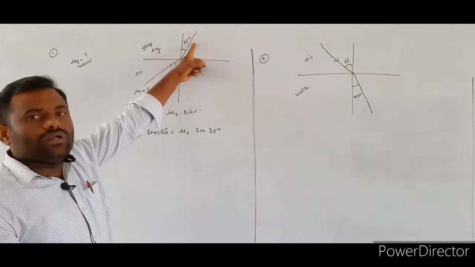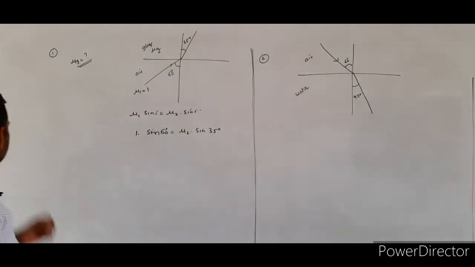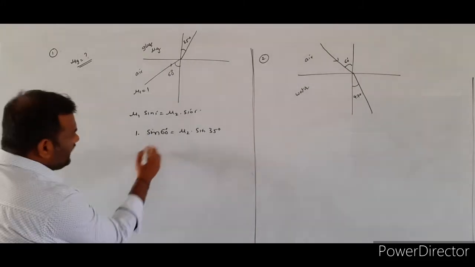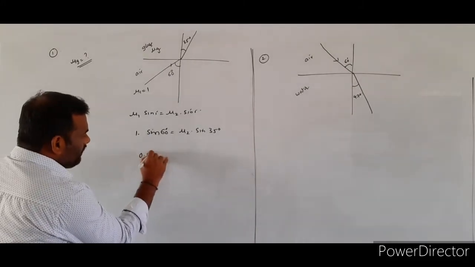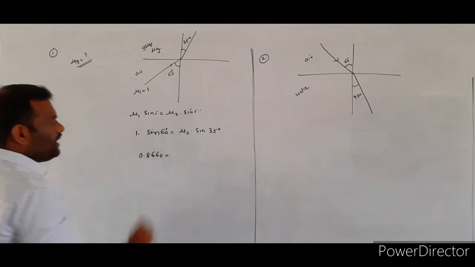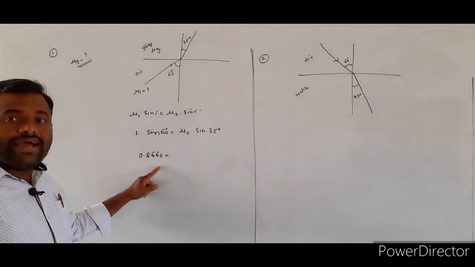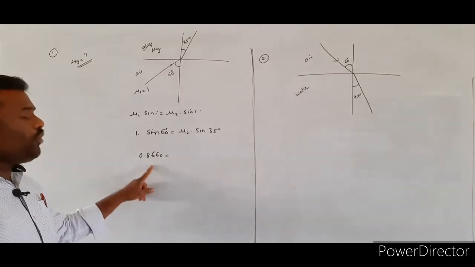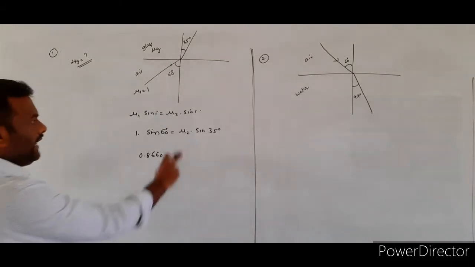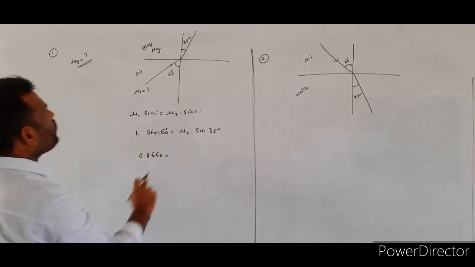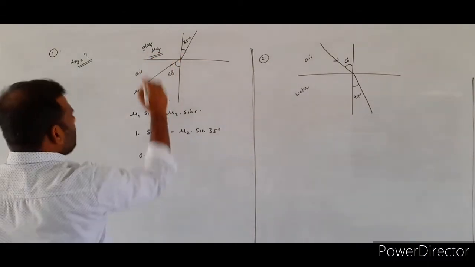The angle of refraction is equal to 35. Now, what is the value of sin 60? From the sin table, the value of sin 60 is equal to 0.8660. And what does mu2 denote? Mu2 will be denoting the refractive index of the glass.